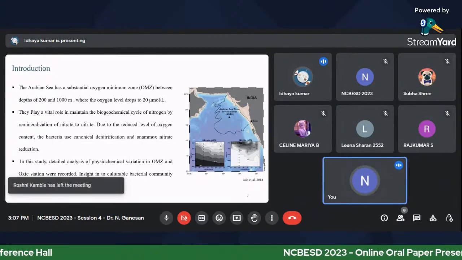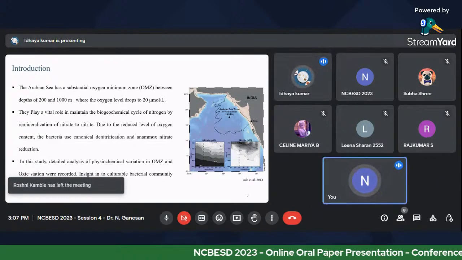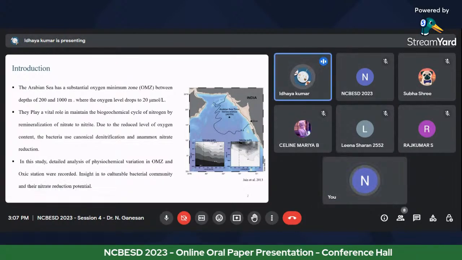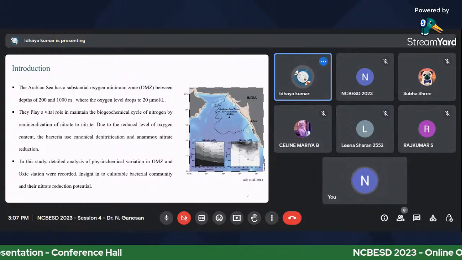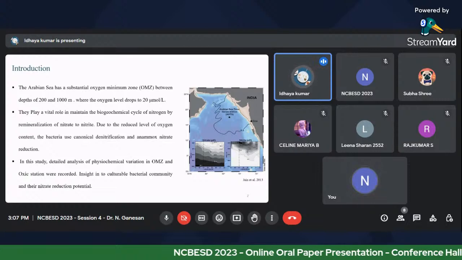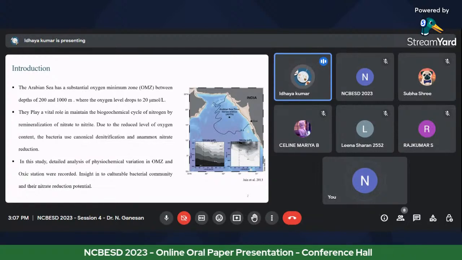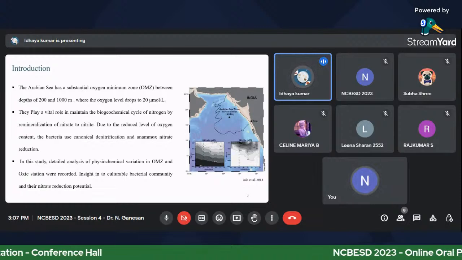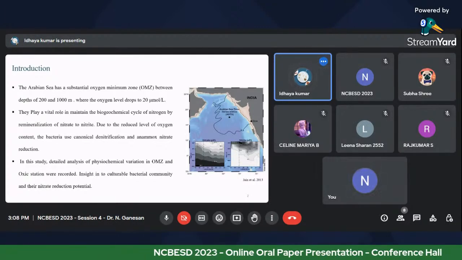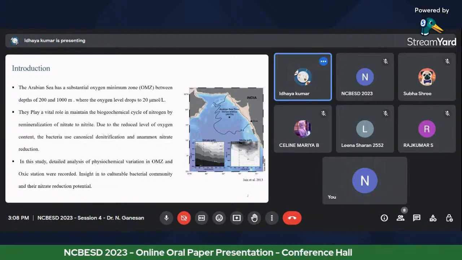In these areas, the microbiome utilizes nitrate as a main source. They go through canonical denitrification and dissimilatory nitrate reduction to ammonium to undergo this biochemical reaction. They convert nitrate into nitrite. This increase will affect the remineralization process in the nitrogen cycle, which is mainly responsible for the monsoon season and also the lower level nutrient conditions.